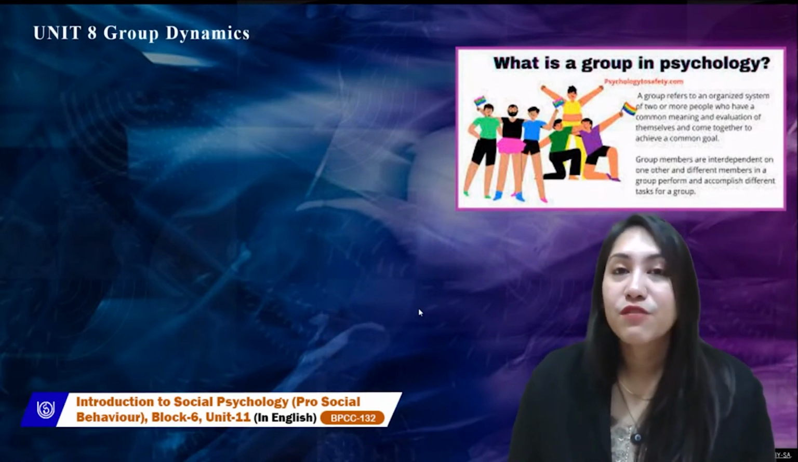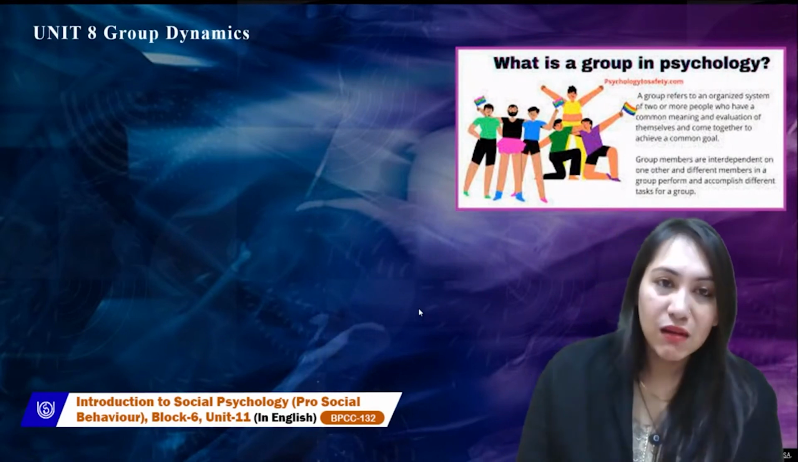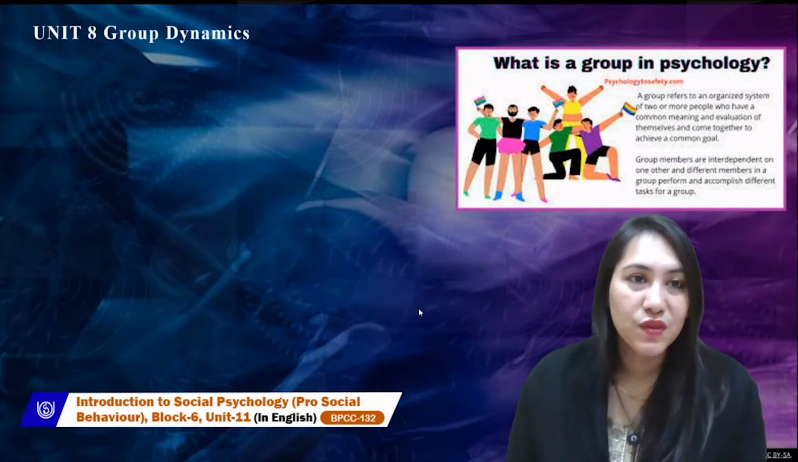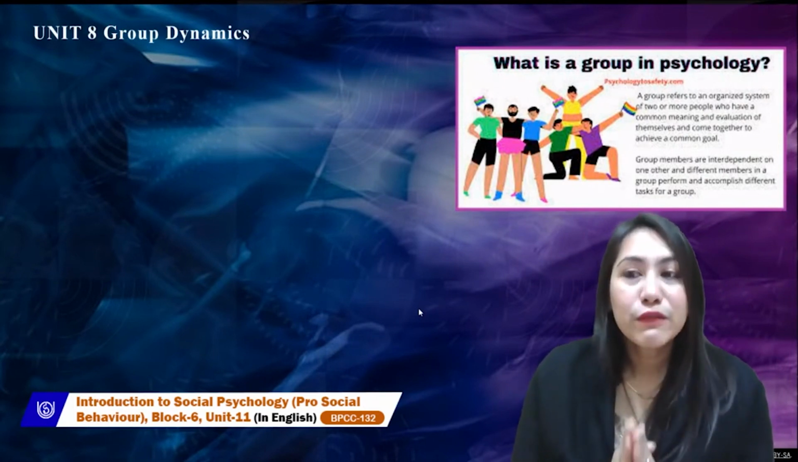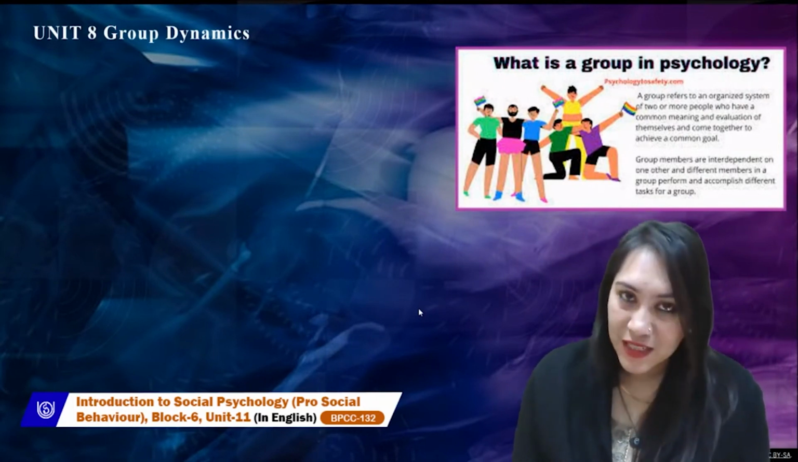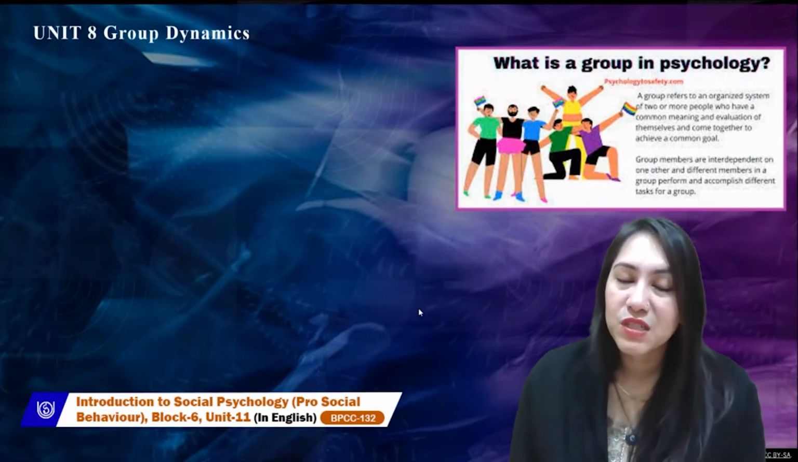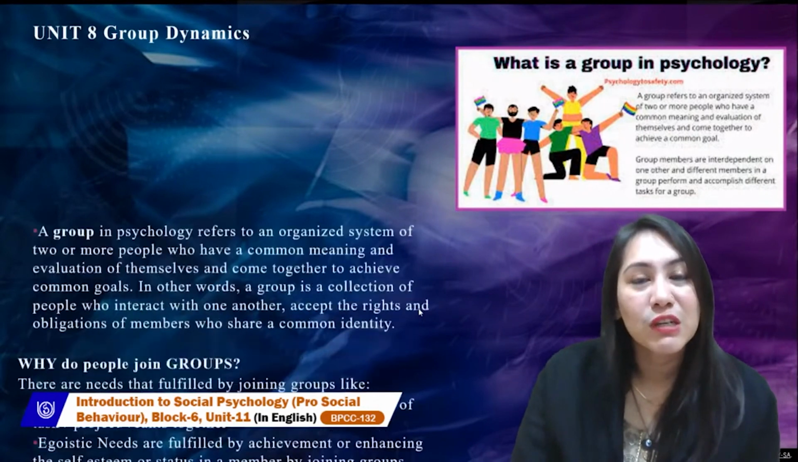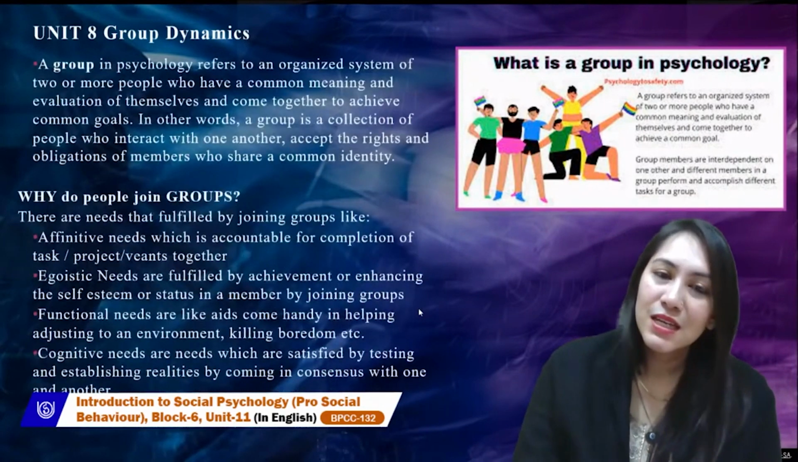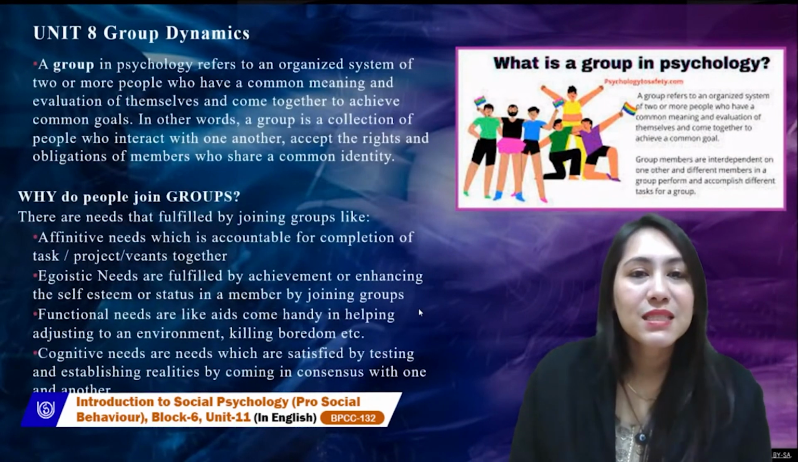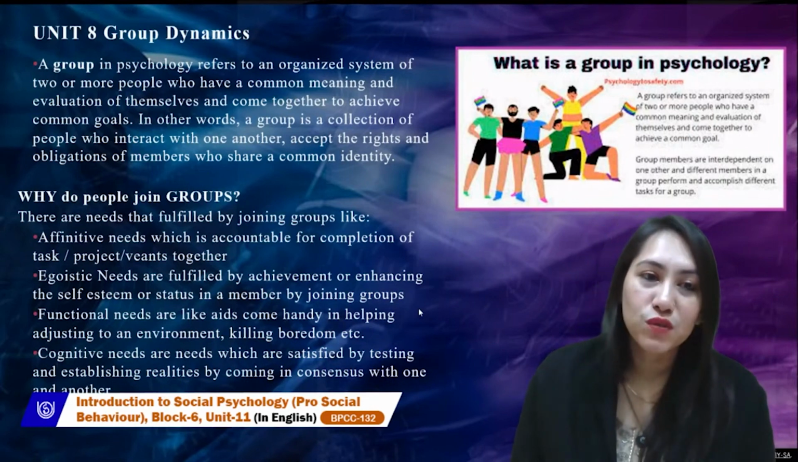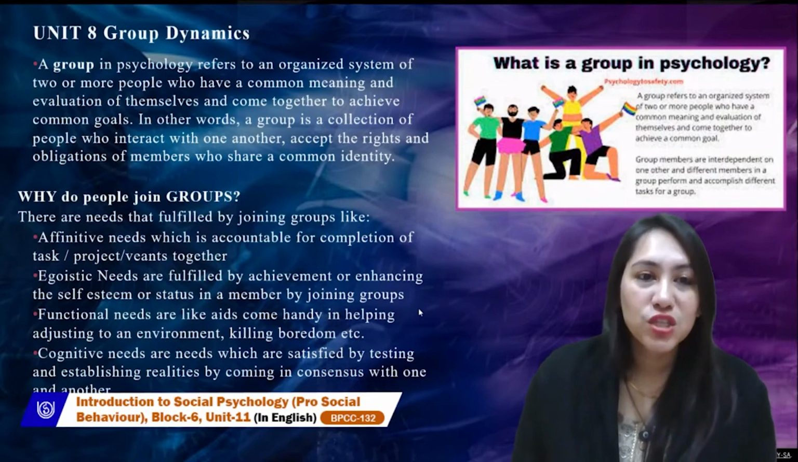Also, group members are very interdependent, which means the lack of somebody can hamper the other. We are very interdependent on one another. Different group members perform different activities. So we do have roles, responsibilities, and norms in the group, which get us together to accomplish a single common task. So as the content says, it's an organized system of two or more people who have common meaning, evaluation of themselves, and come together to achieve a common goal.